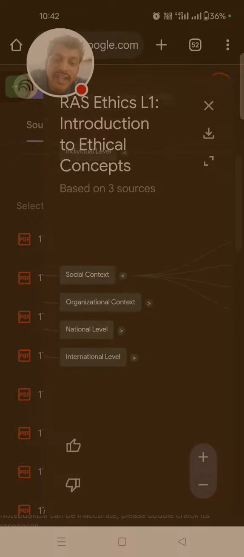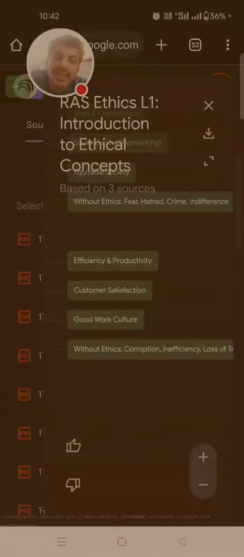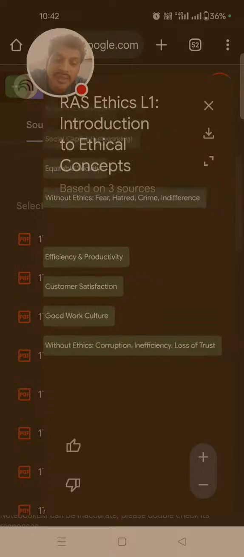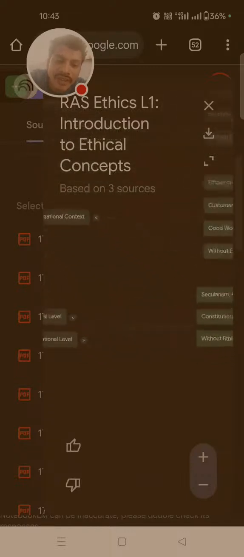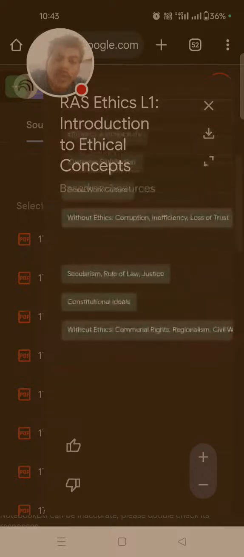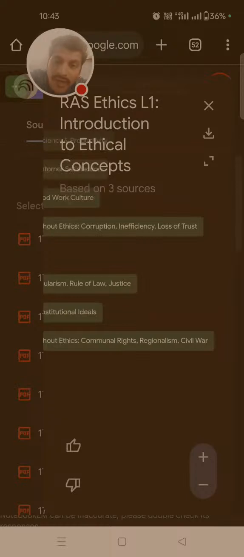Now, what is it at the organizational level? It improves the efficiency and productivity of the organization, and it leads to customer satisfaction and good work culture. Without ethics, there is corruption, inefficiency, and loss of trust. Then comes the national level: secularism, rule of law, justice, and constitutional ideals. Without ethics, a nation faces communalism, regionalism, civil war, casteism, and many more problems.